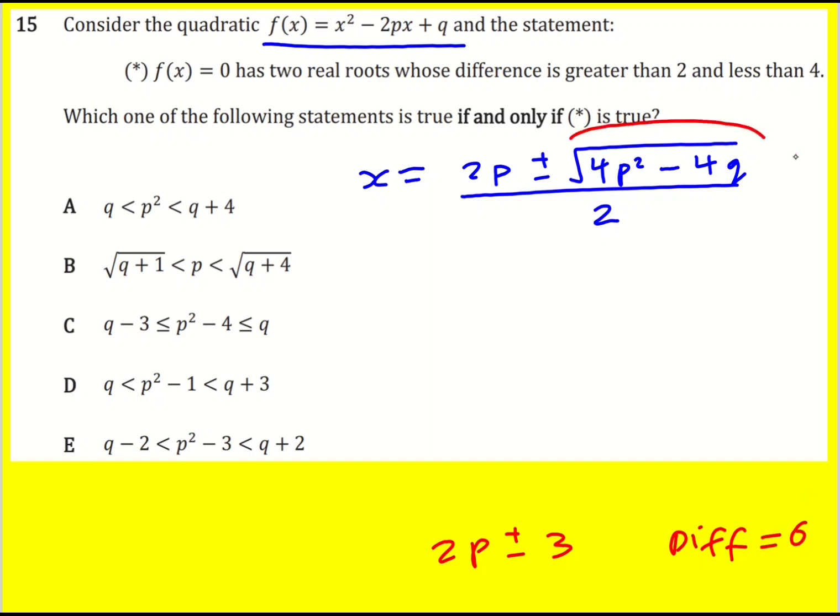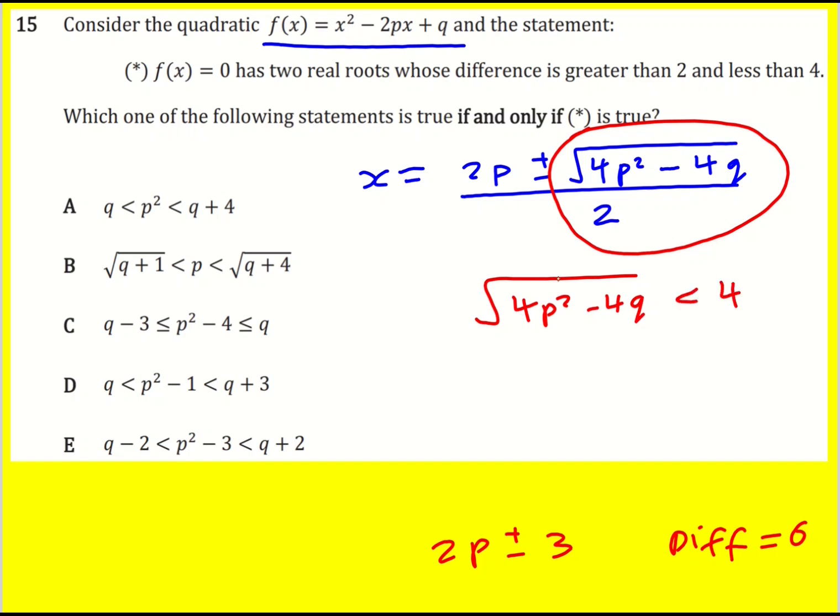The difference is going to be this thing doubled. So the square root of 4p squared minus 4q is going to be less than 4 but greater than 2. You could do it a long way. You could actually do the added one and minus the minus one, the two p's would cancel. You'd get the same thing. So if you can spot this kind of little shortcut, it's just going to save some time. And this is an if and only if relationship.